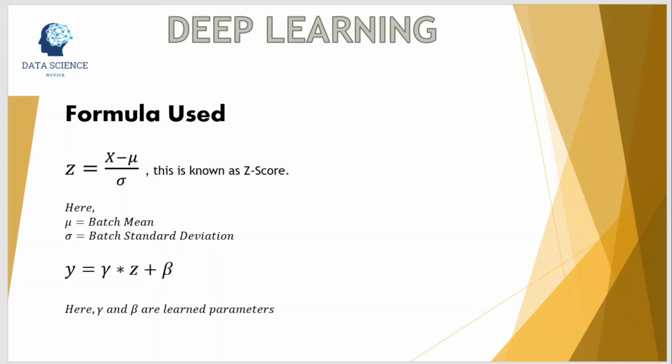But how do we know that this scaling is good? The answer is, we don't know whether it is good or not, because here we are deciding the normalization for the network and not the network itself. So what we do is introduce another equation. Here gamma and beta are learned parameters, so the network decides the values of these parameters during the training process.